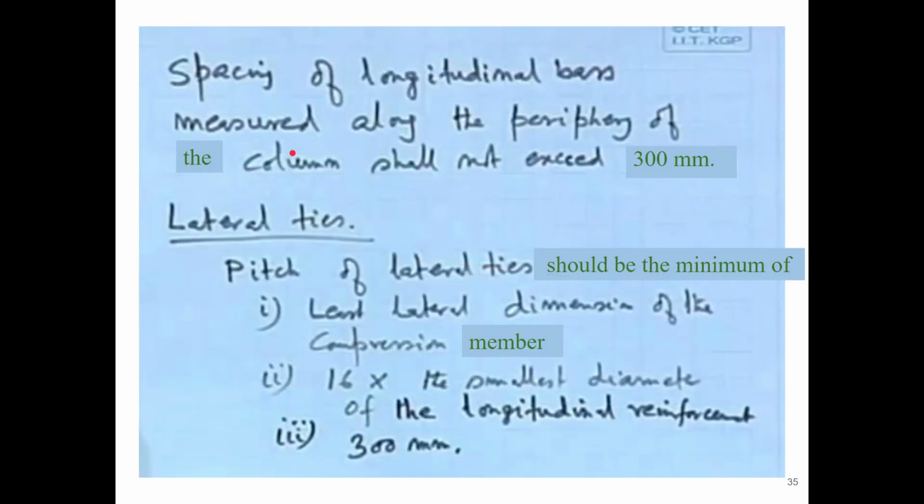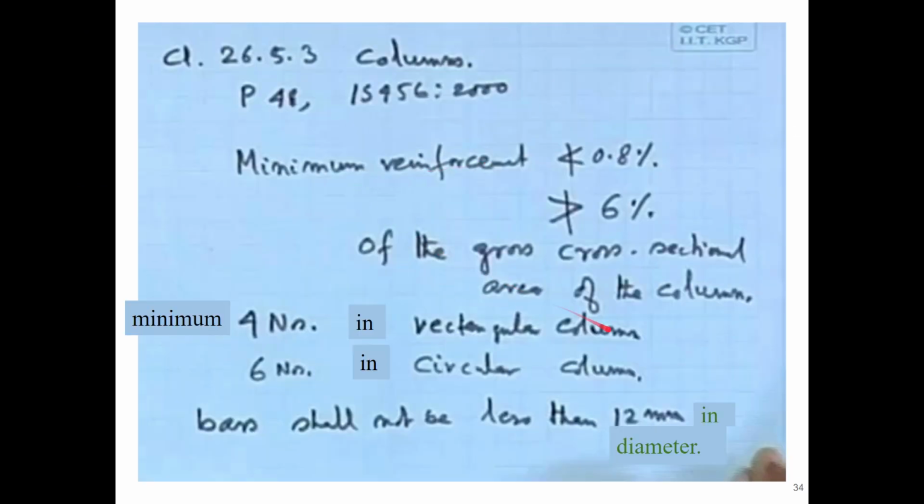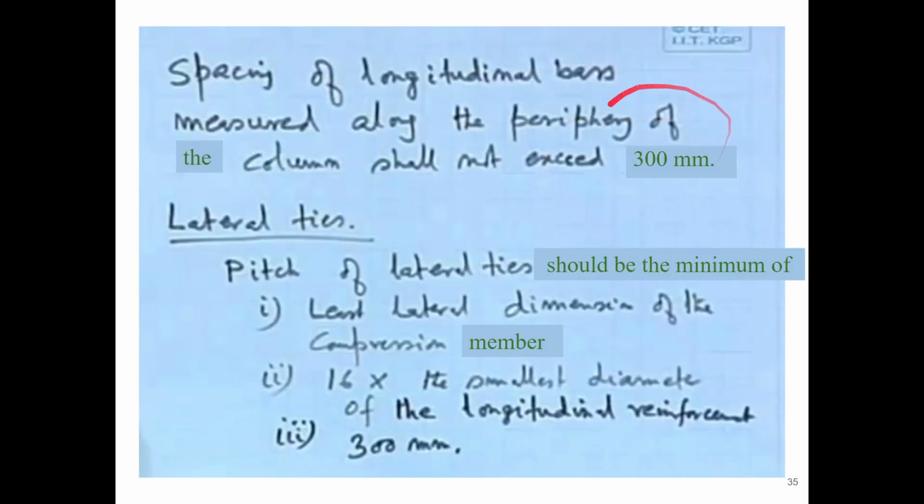For spacing, the spacing of longitudinal bars measured along the periphery of the column shall not exceed 300 mm. So it should be lesser than 300, as per the requirements for the number of bars along the periphery, and this condition should be maintained. It should not exceed 300 for the longitudinal bars.